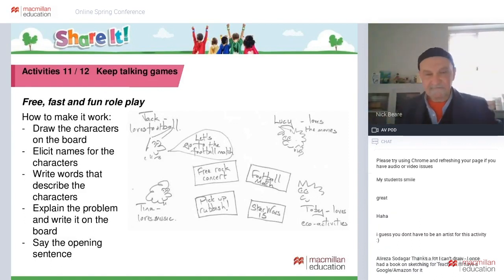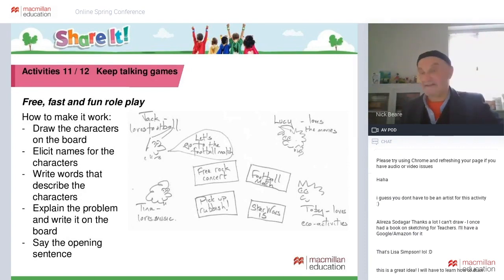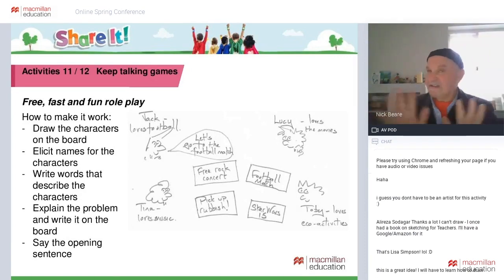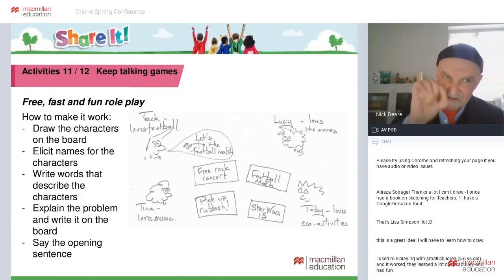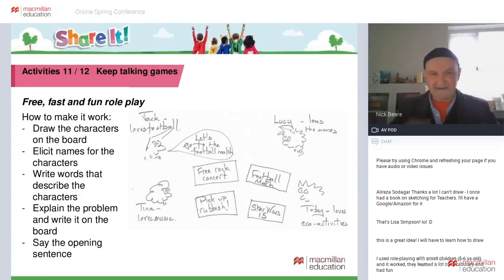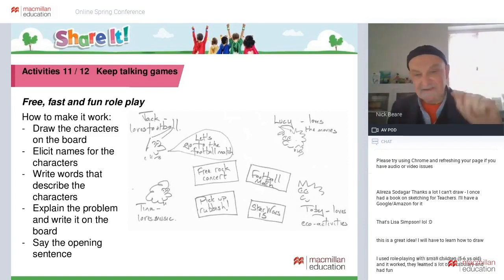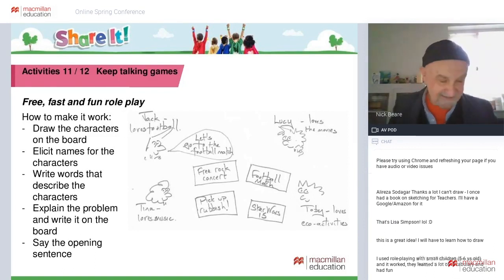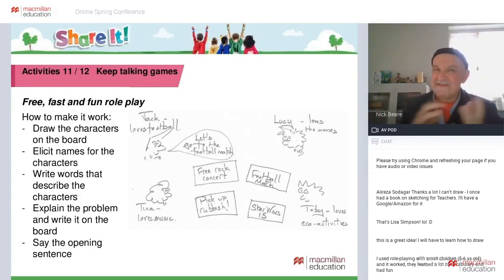Then you, as the teacher, write the words, because you're setting up the situation for the characters. So Jack loves football. Lucy loves the movies. Now, you're not getting these ideas from the students. These are what you do to set up the role play, the conflict. Tina loves music. Toby loves eco activities. Yeah, he likes doing things like picking up rubbish, actually, is the one.